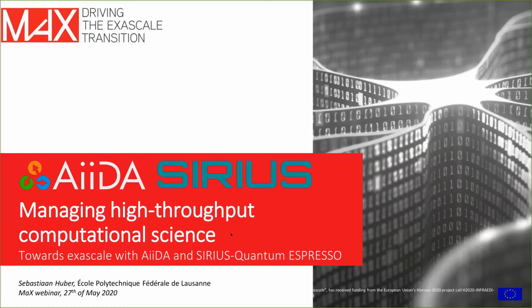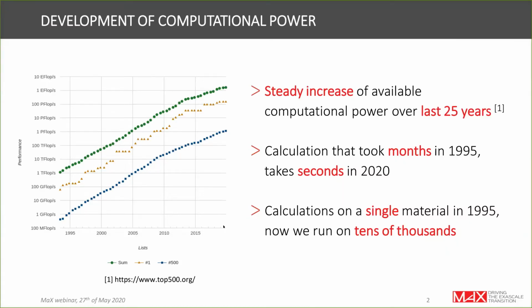So the reason that we're all here is because over the last few decades, we've seen an enormous increase in computational power that's been available. So you see on the left an image from the Top500 organization that monitors the available computational time. And you see the performance that is available as a function of the years. And we see here in orange the number one top supercomputer. And in green, it's the sum of all the available computational power. And we see an enormous increase.